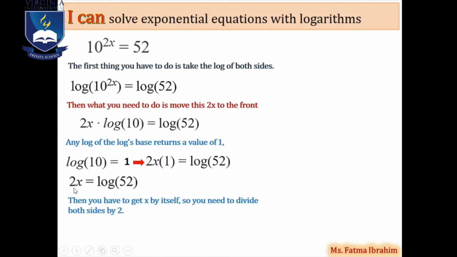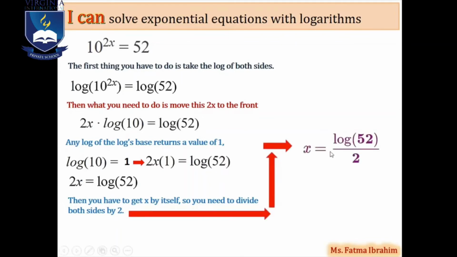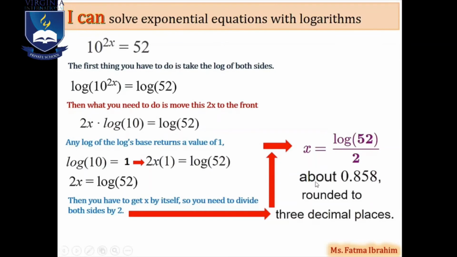Then you have to get x by itself. So you need to divide both sides by 2 so you can cancel. So the answer is x equals log of 52 divided by 2, about 0.858 rounded to 3 decimal places.